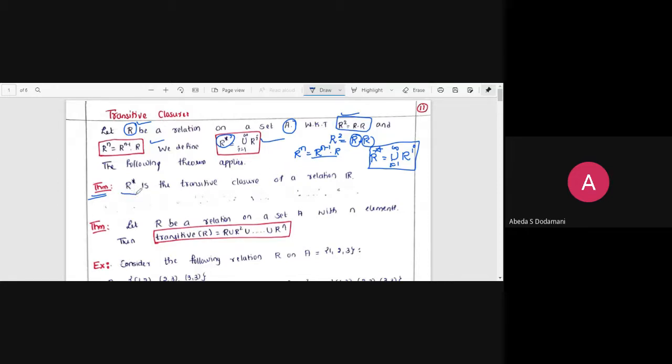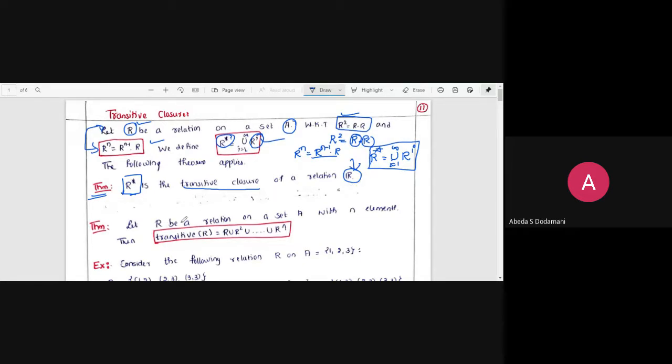So here, please remember R star is the transitive closure of a relation R. R star is nothing but the union of Ri, where i is running from 1 to infinity. What is Ri? If i is equal to 1, it is simply R. If i is equal to 2, then it is R2. How do you obtain R2? R2 is R dot R. How do you obtain R3? It is R square dot R, and so on and so forth. So all are interconnected. So when I obtain this R star, this is nothing but the transitive closure which is defined on the relation R. This is one of the properties.